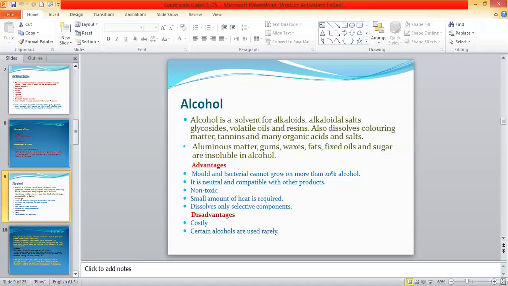So alcohol is costly, which in turn makes the product costly as well, and it will cause an extra burden on the manufacturer. Some of the alcohols are rarely used. Commonly used alcohols are methanol and ethanol.